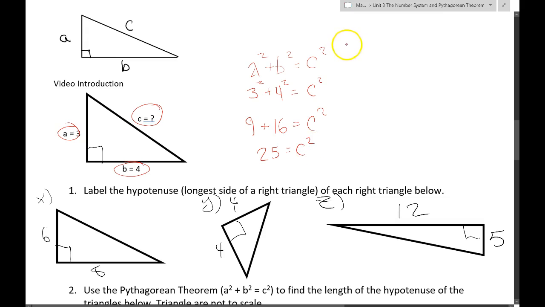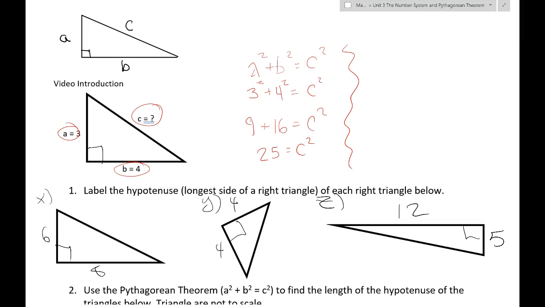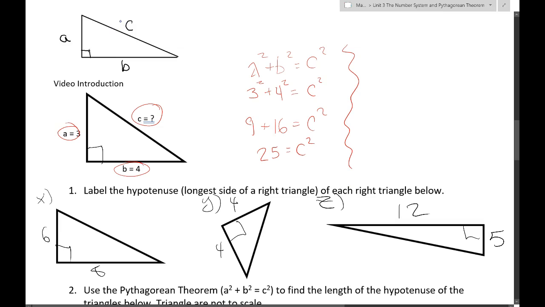Here is the step that you need to be really careful on, and a lot of students forget this one. My last step: I don't want C squared, I want C. So I'm going to square root each side, because what I do to one side of the equation, I have to do to the other. The square root of 25 is 5. So C, in this case, is 5.